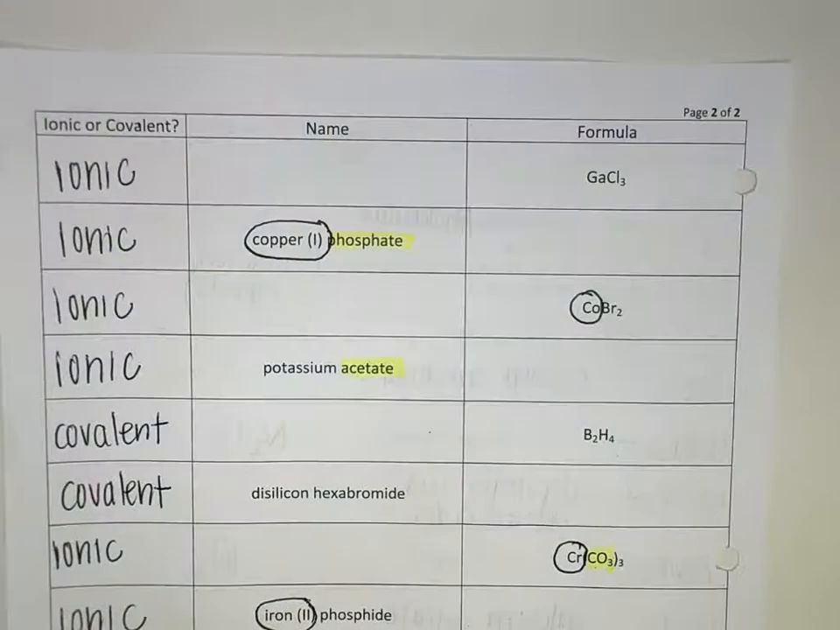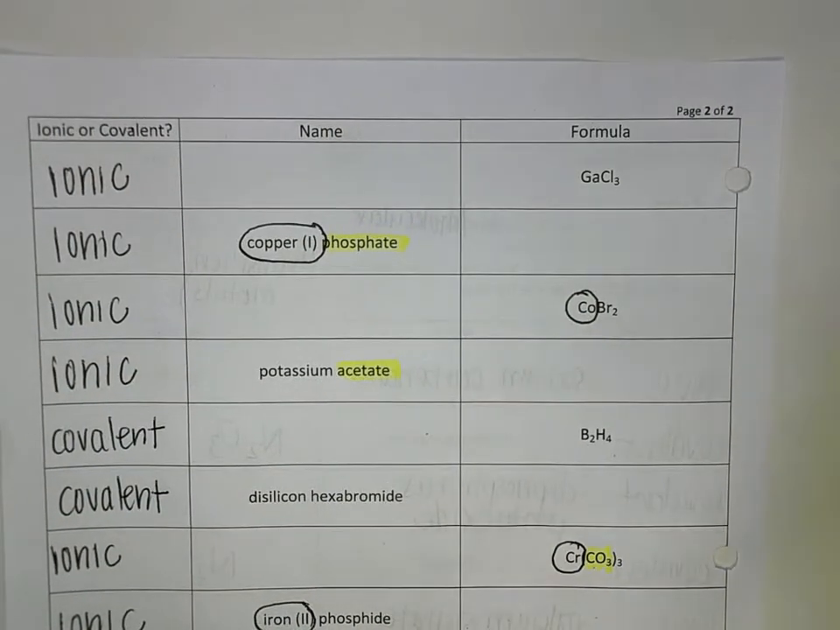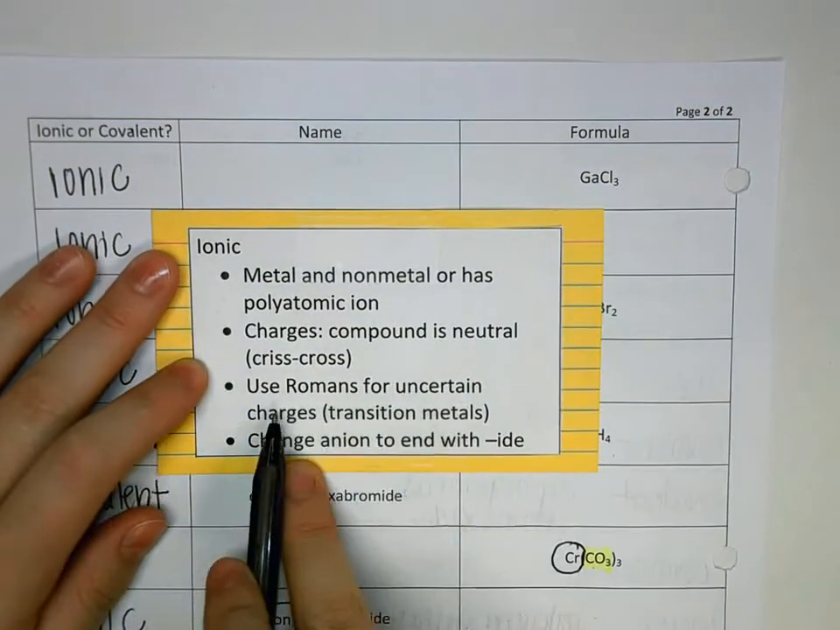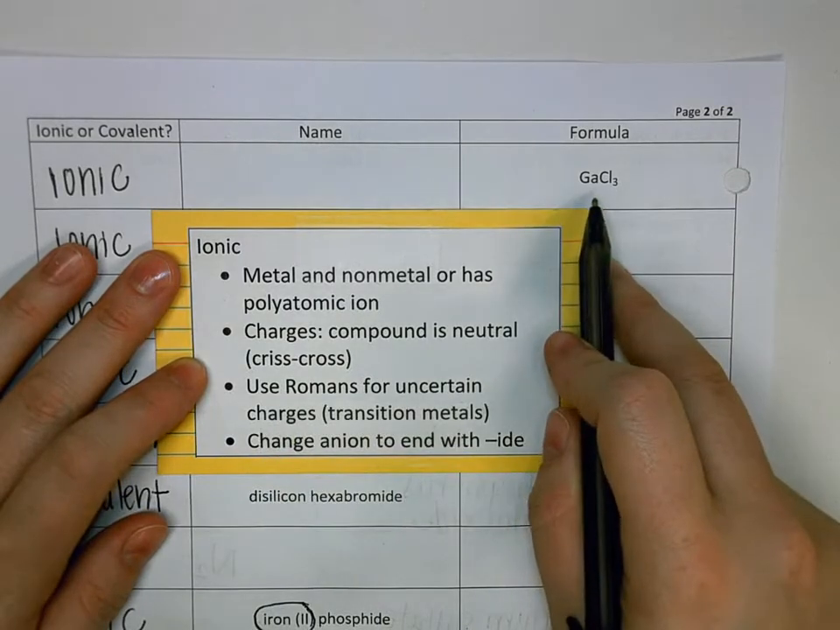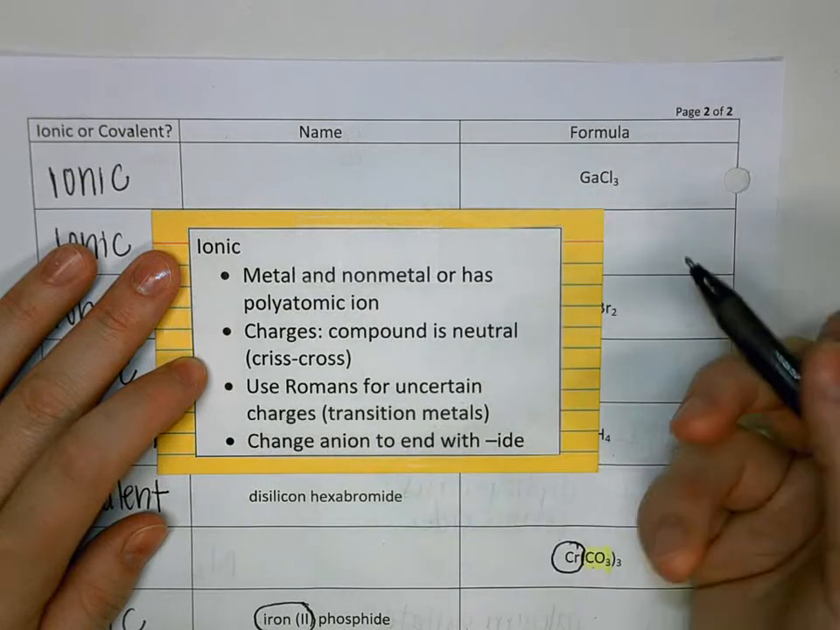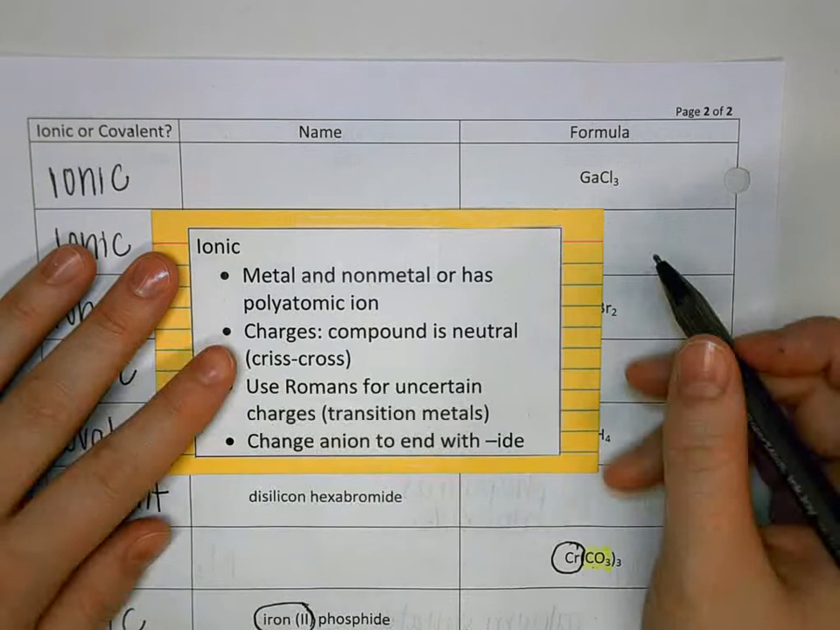So now let's look at naming these things. So I know that this first one is ionic. So that means that if I have an uncertain charge, I need to use a Roman numeral. Gallium, I know the charge of it because it's in that same column with aluminum. It's in the +3 column that we labeled. So I know the charge of that, and I've got to change the anion to end with "ide."